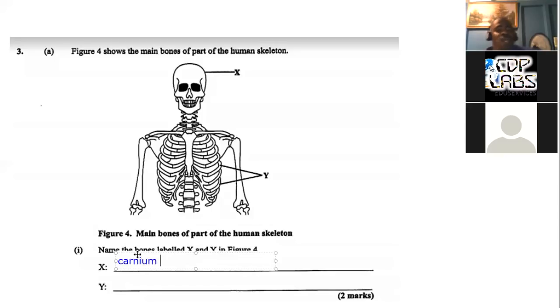Cranium. So you recognize now that in the possible question, it shows us the importance of knowing the bones. Because in this case, I only ask for these two. But in another case, I might ask for another two. You have to know all of them. Make sense? Alia, next one is yours. What is Y? Rib cage. Rib cage. Okay.